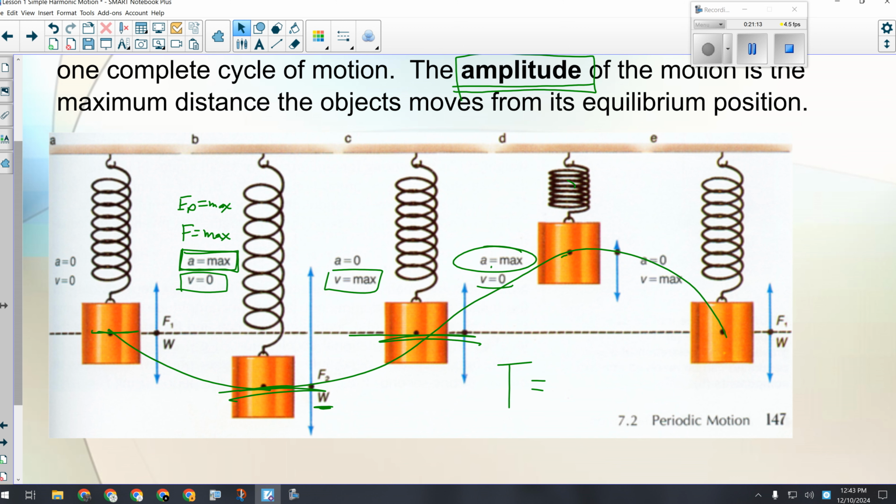It doesn't matter how far from equilibrium you take it, it takes the same amount of time to complete a cycle, because it'll go faster, right? Is it the strength of the spring and the amount of mass? Exactly. It's a mass on a spring. The two things that can affect it are the mass and the spring.